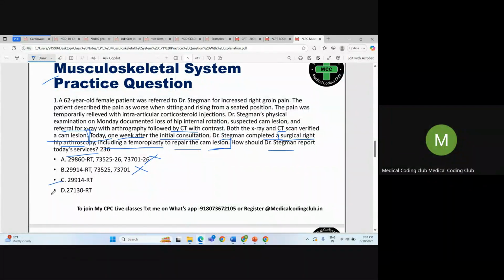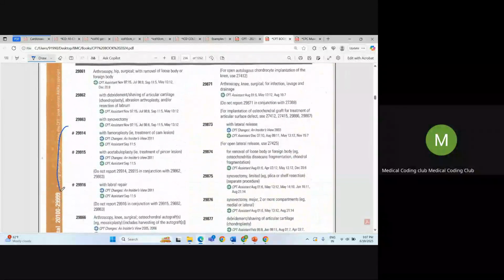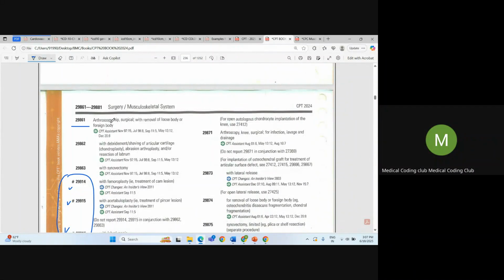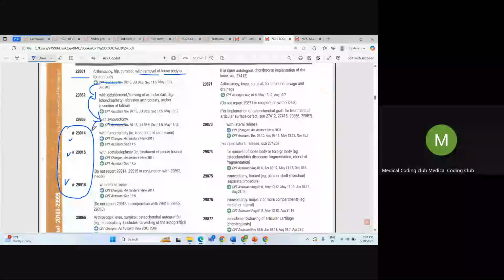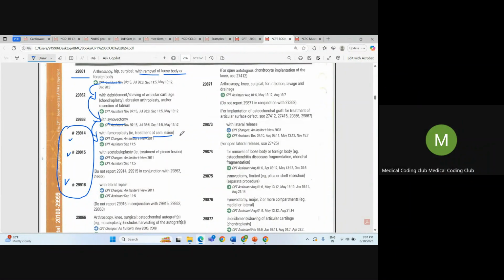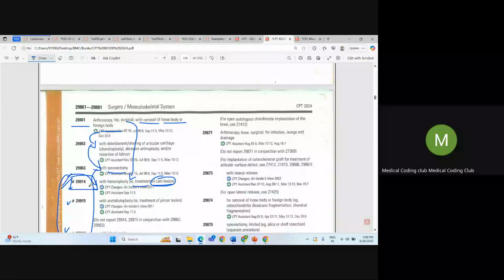Next, if you check option C and option D, first you can refer to 29914. See, 29914 is here, it is resequenced. See, 29861 is arthroscopy, hip, surgical, with removal of loose body or foreign body, with debridement. Next, with synovectomy, with femoroplasty, that is treatment of a cam lesion. Arthroscopy, hip, surgical, with femoroplasty, and they are using the femoroplasty procedure to treat the cam lesion. So directly you got the answer. 29914 is the correct answer.